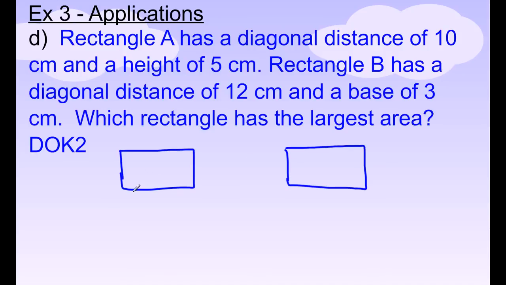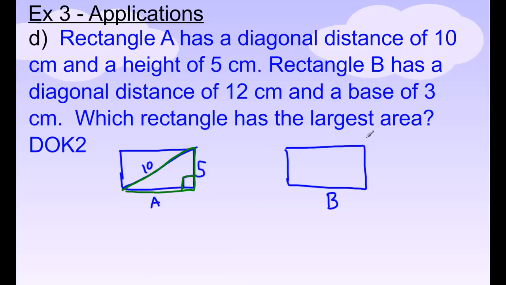So here's rectangle A, rectangle B. Rectangle A has a diagonal distance of 10 centimeters and a height of 5 centimeters. Look, right triangle: hypotenuse, leg, leg. Right triangle, yeah.